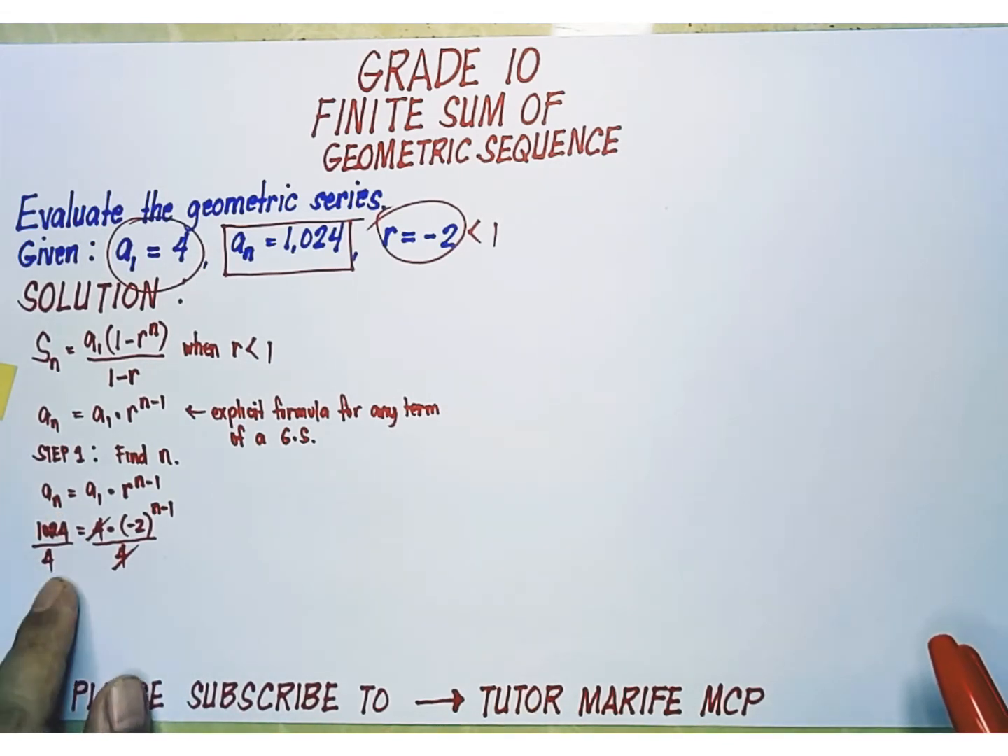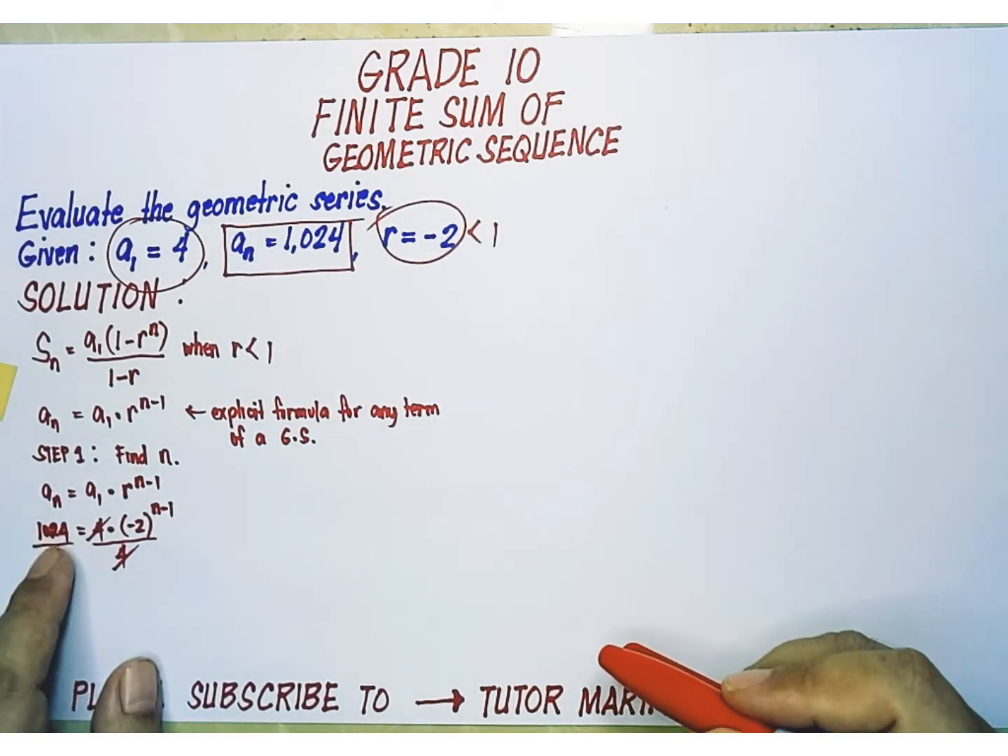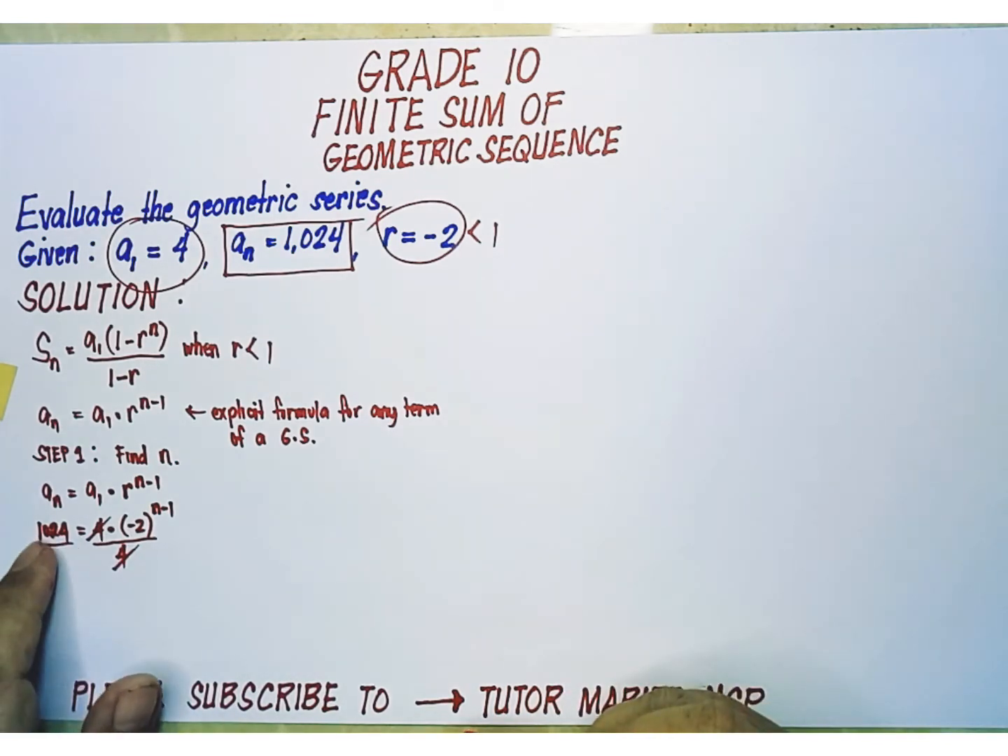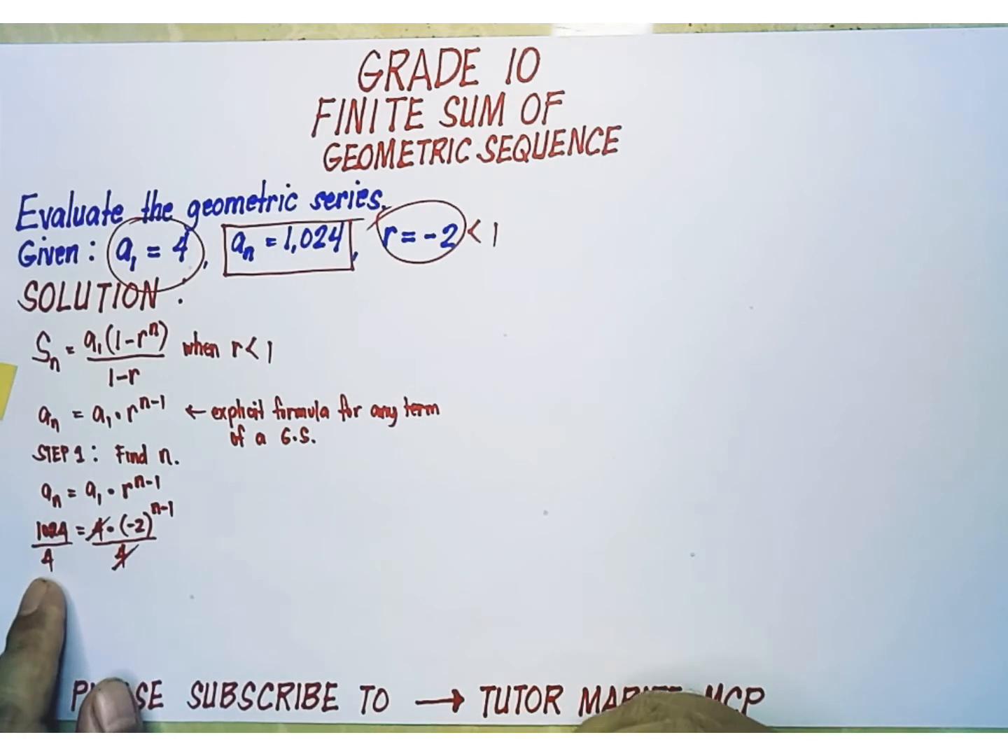Okay, so let's simplify the left side. We're dividing by 4, so is 1024 divisible by 4? What's the divisibility rule for 4? If the number formed by the last 2 digits of the number is a multiple of 4, then the number is divisible by 4. What's the number formed by the last 2 digits? 24. Is 24 a multiple of 4? Yes. Therefore, 1024 is divisible by 4.